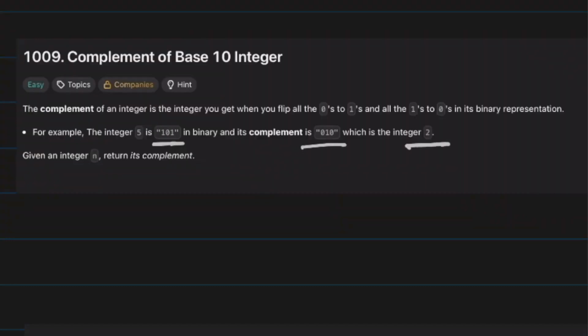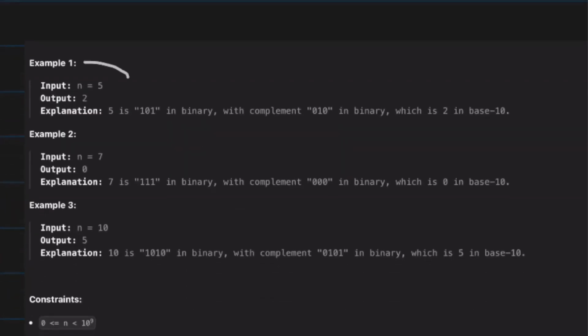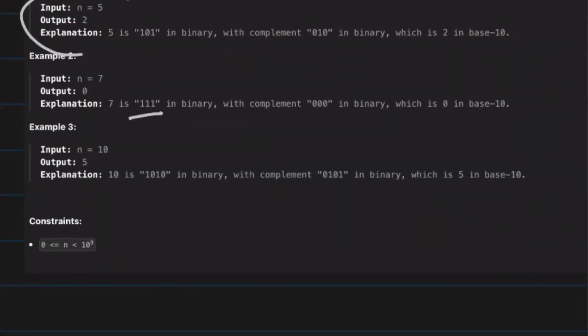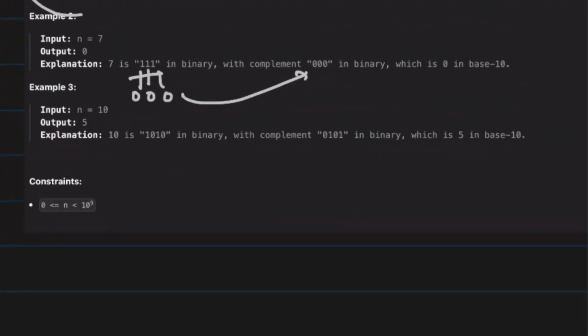So let's look into some other examples. Here, I think we have already discussed this example. For 7, the binary representation is 1, 1, 1, right? Its complement is 0, 0, 0, so it's 0, right? And for 10, the binary representation is this. If you take the complement, this is going to be 0, this is 1, this is going to be 0, and this is going to be 1, right? So this is the binary representation, which is 5, right?